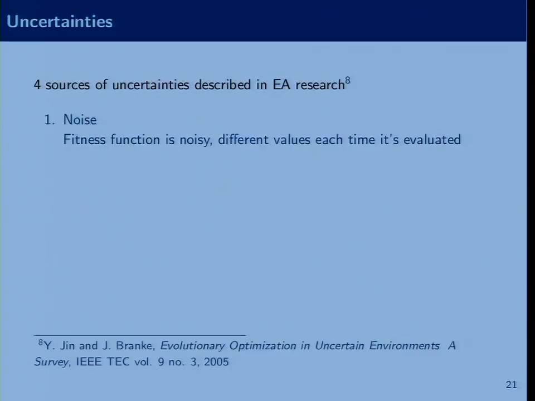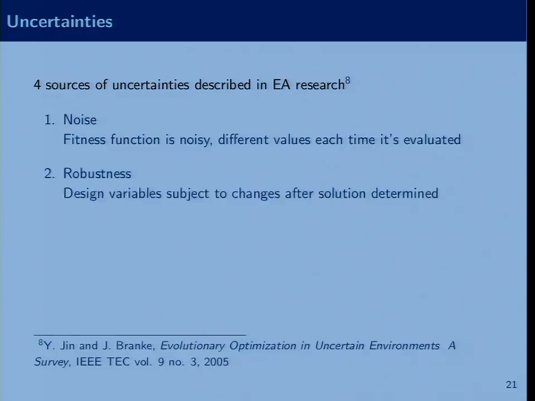And since all of the game problems are somehow connected with noise, we wanted to talk about uncertainties for a bit. There are 4 sources of uncertainties described in EA research. The first one is noise, where the fitness function is noisy and different values for the fitness function are provided each time you evaluate it. If you're lucky, then there's a certain nature behind how these numbers are generated. If you're not, then it can be completely different.